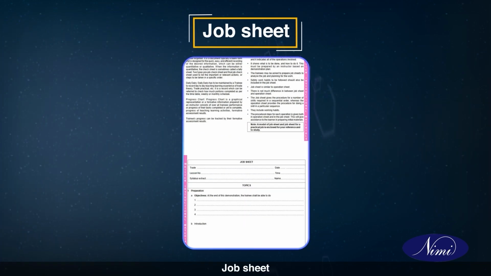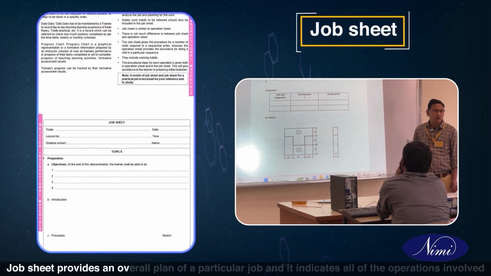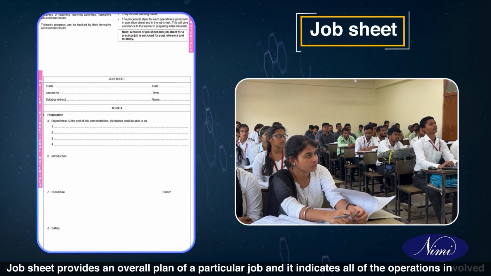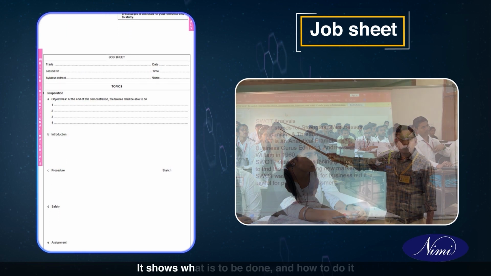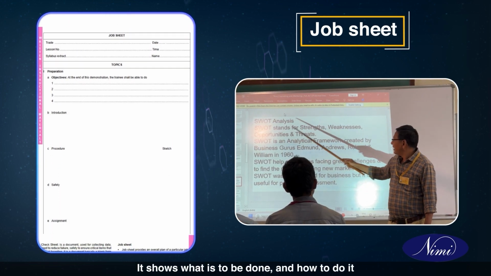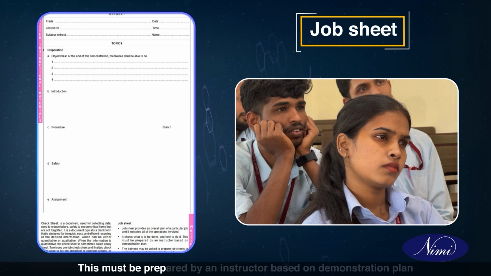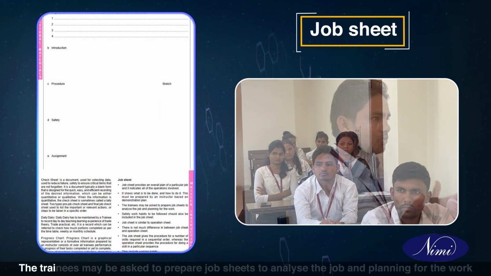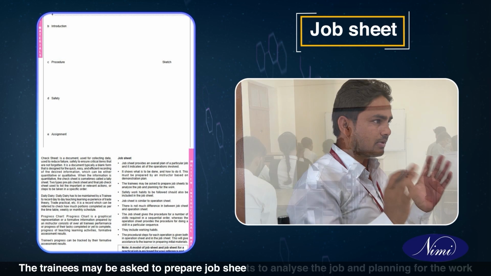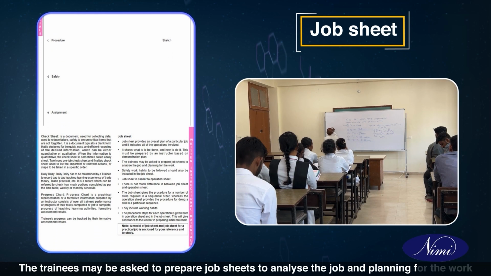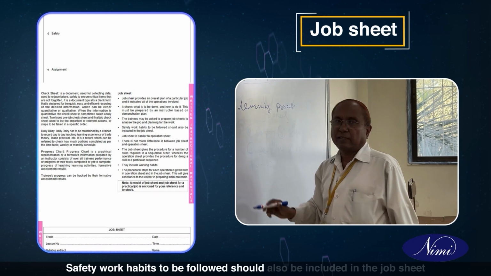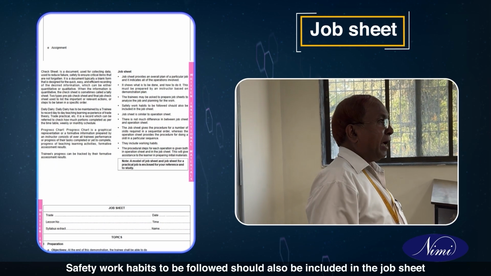Job sheet. A job sheet provides an overall plan of a particular job and it indicates all of the operations involved. It shows what is to be done and how to do it. This must be prepared by an instructor based on the demonstration plan. The trainees may be asked to prepare job sheets to analyze the job and plan for the work. Safety work habits to be followed should also be included in the job sheet.